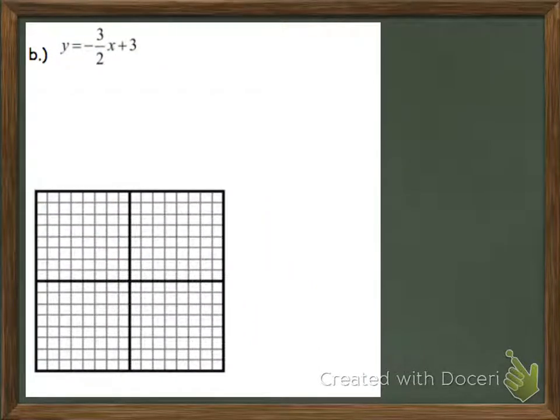We're doing the same process for letter B. We've got y is equal to negative 3/2 x plus 3. Determine the y-intercept and enter it on Edpuzzle. Your y-intercept should be (0, 3).